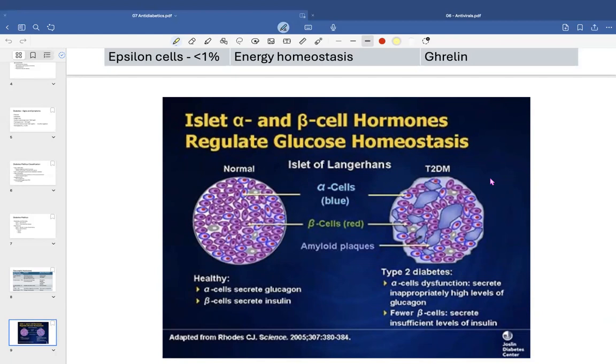And in diseased pancreas, you begin to see kind of a shift in balance between how these cells are functioning. In type 2 diabetes, for example, there may be fewer beta cells that secrete insufficient levels of insulin, but that's not always the case, because again, you can also have insulin resistance, whereby you actually see increased insulin levels but it's not as effective in the target tissues. There may also be a dysfunction of alpha cells in diabetes whereby there's an inappropriately high level of glucagon being secreted. That will also tend to increase blood sugars.